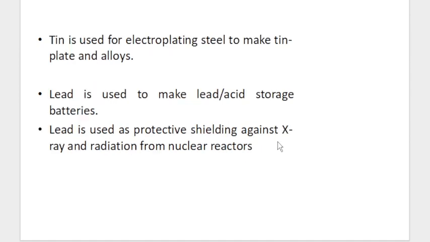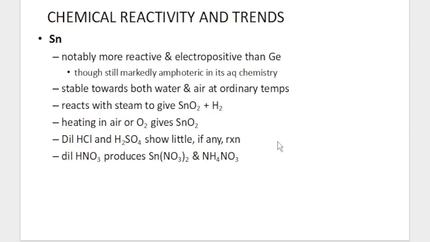Tin is used for electroplating steel to make tin plates and alloys. Lead is used to make lead-acid storage batteries. Lead is also used as protective shielding against X-rays and radiations from nuclear reactors.